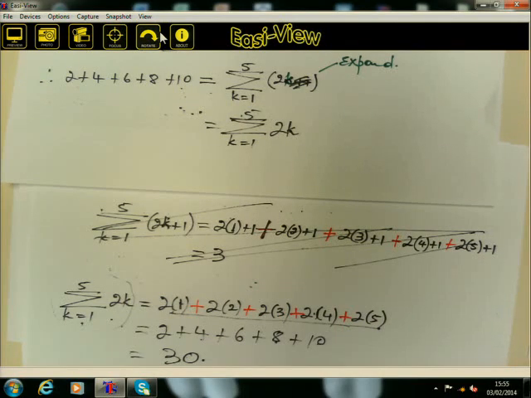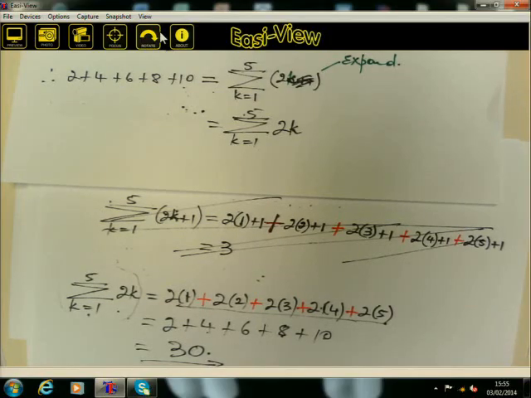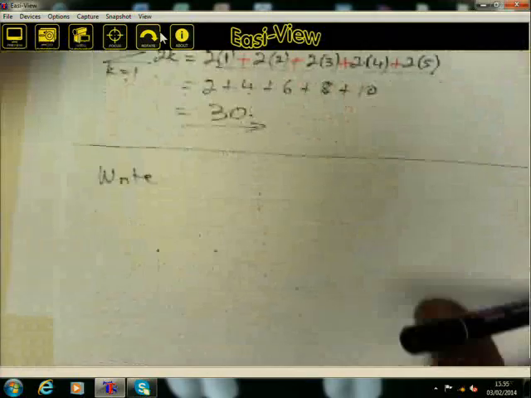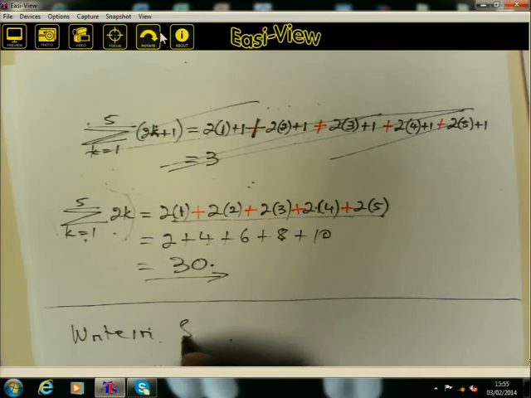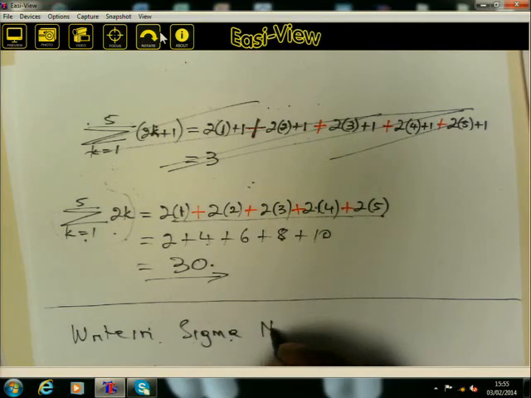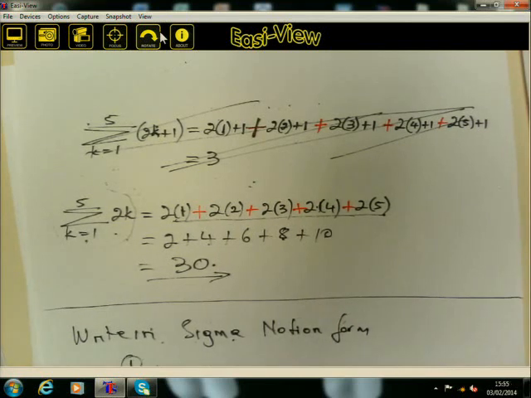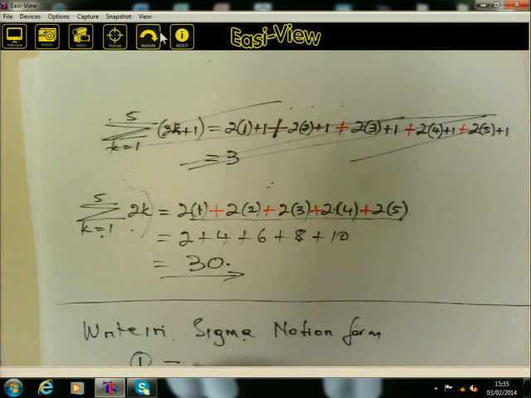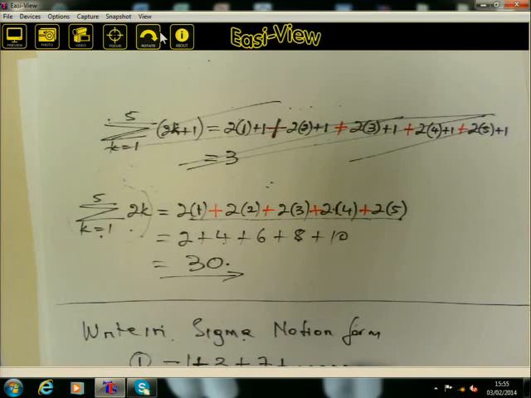Geometry, good. Right. Write the following in sigma notation form. The first one that we write in sigma notation form is -1 plus 3 plus 7 plus blah blah blah.